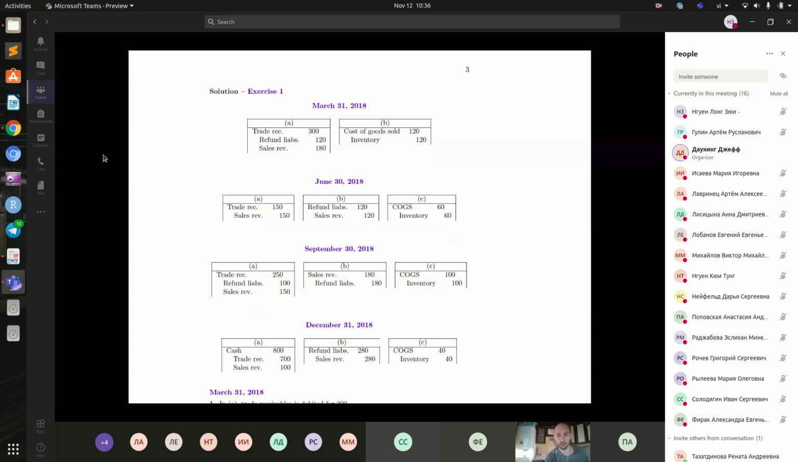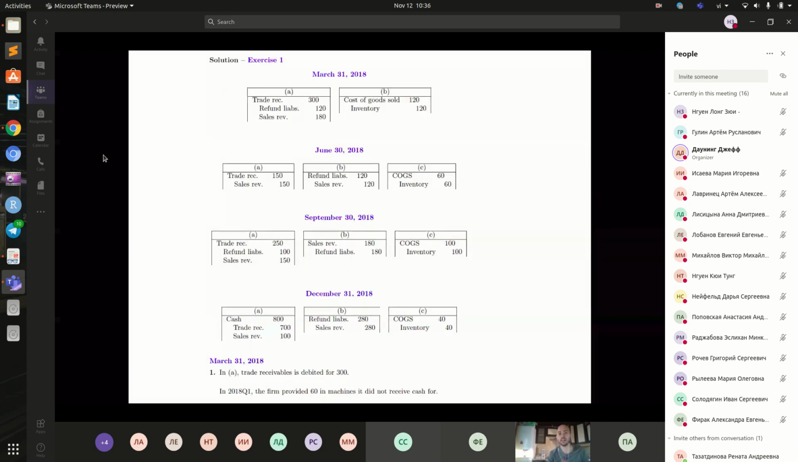Exercise 1: we have sales of machines on credit in 2018, where the sales price depends on the number of units sold. With 200 machines or more, the sales price is 3 per machine. With fewer than 200 machines, the sales price is 5 per machine. Hence, as of each date, we recognize revenue based on the expected number of units sold as of each date.